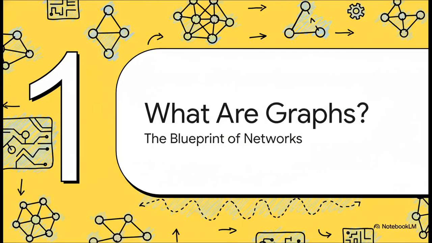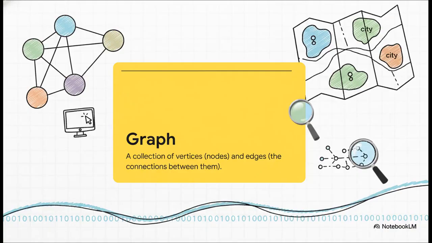Okay, so Section 1. What are graphs? The blueprint of networks. Before we can get to the fancy route-finding stuff, we've got to start with the absolute basics. What exactly is a graph from a computer's point of view? At its heart, it's actually incredibly simple. A graph is just a collection of dots and lines.